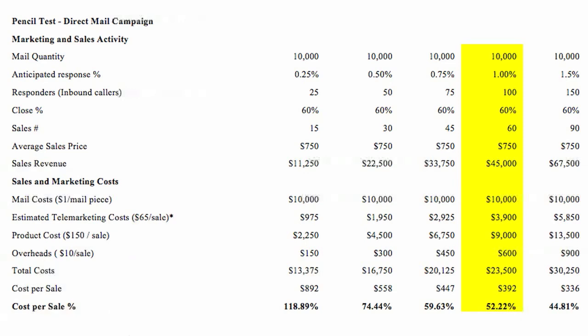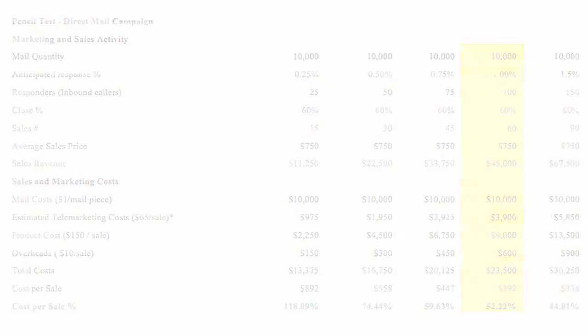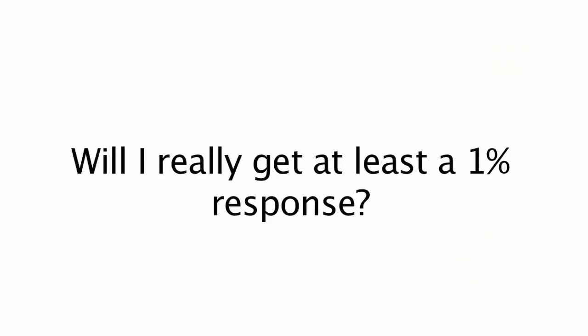Of course, the other key metrics aside from the response percentage, close percentage, and average sales price should be representative of what you usually experience. You need to resist the temptation to play too much with these metrics just to make the numbers work. The question you have to ask yourself is, will I really get at least a 1% response? If you can put your hand on your heart and swear that you can do better than 1%, then it's time to put your campaign budget together.